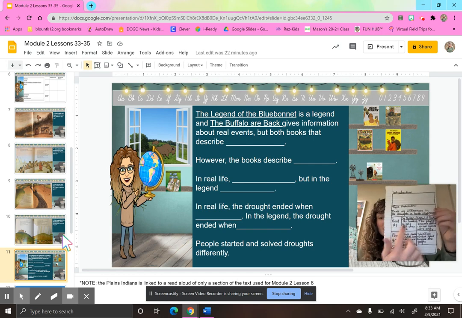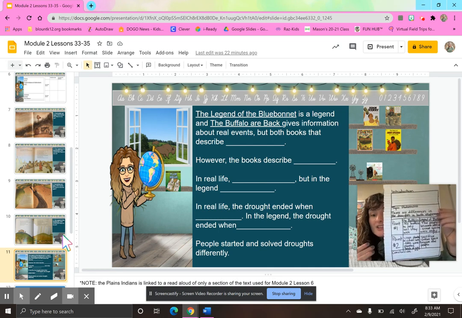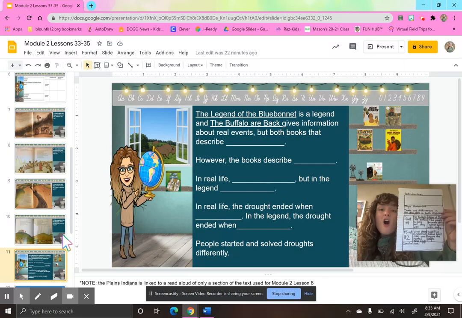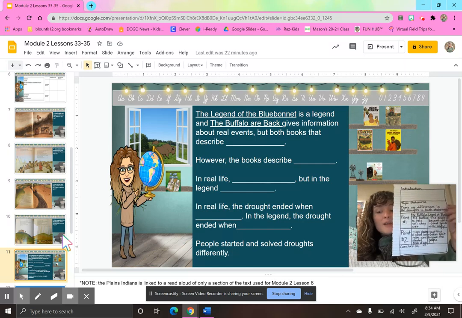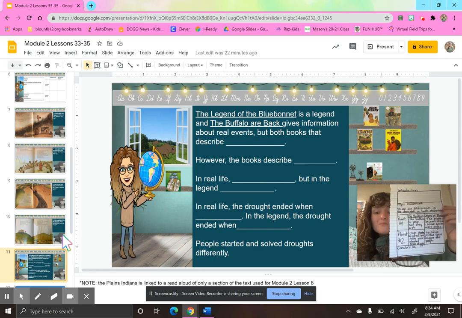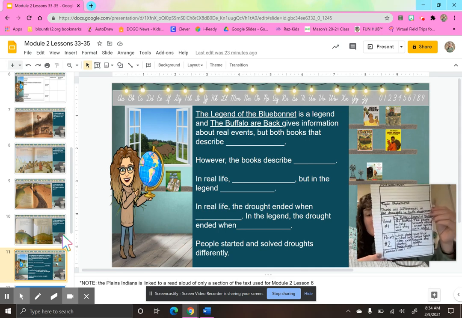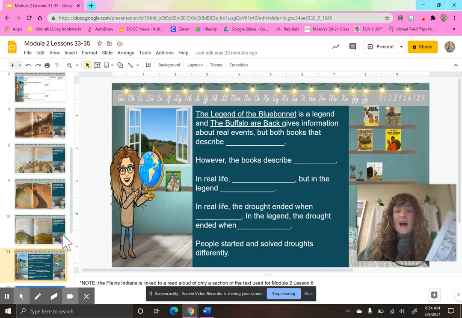So we talked about in point 1, there are differences in the droughts in both stories. In point 1, we talked about what caused the plains to dry up. So in The Buffalo Are Back, we learned that there were no buffalo to help the soil stay wet. In The Legend of the Blue Bonnet, the people became selfish and the great spirits were angry. That is what caused the plains to dry up. So there were differences in how we learned about the droughts.